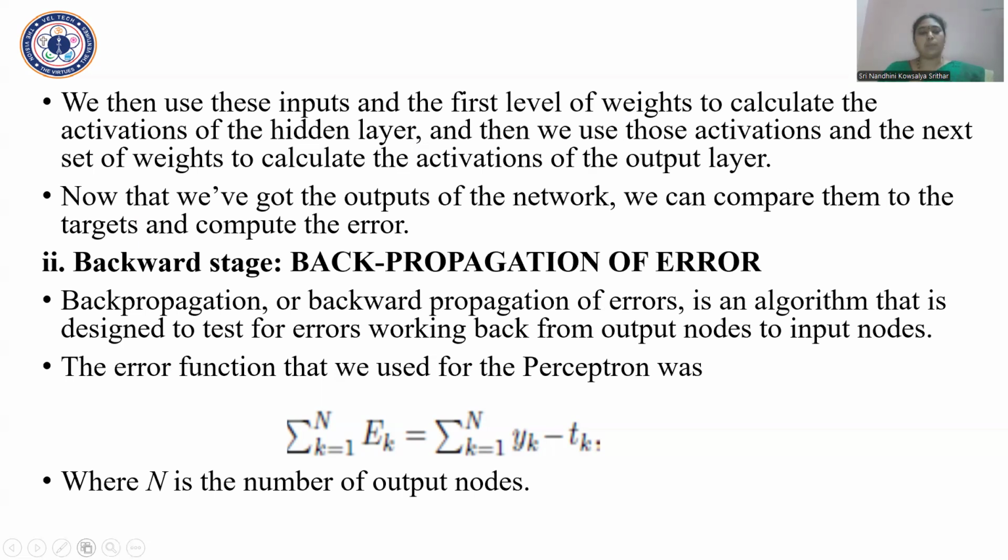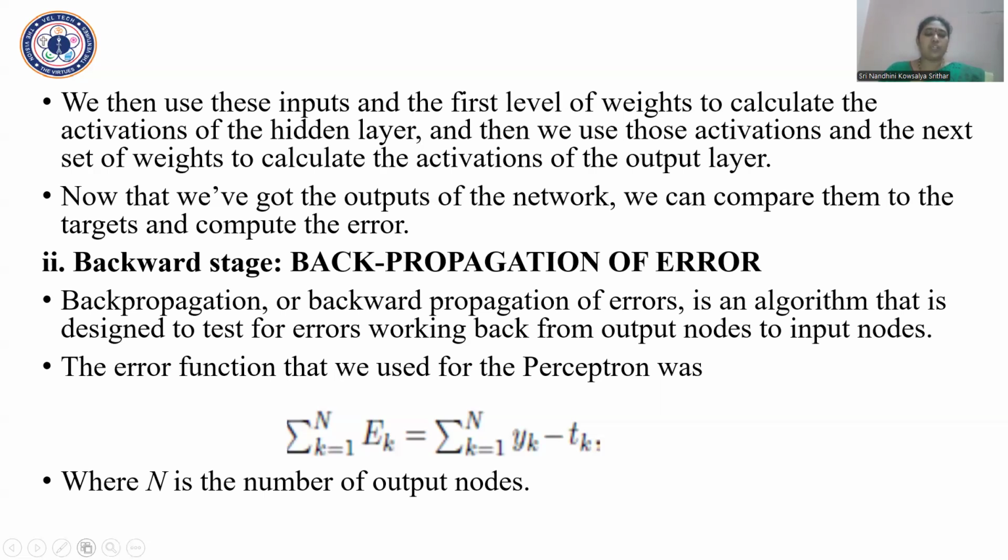So now that we have obtained the error, we have to rectify it. For this we use the backpropagation algorithm, known as backpropagation of error. Backpropagation of error is an algorithm designed to test for errors, working back from the output nodes to the input nodes.